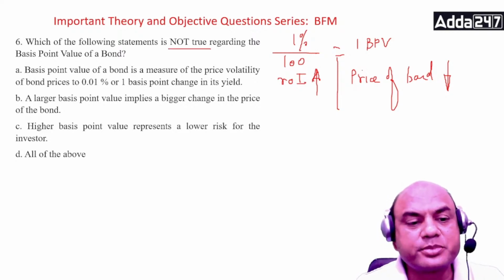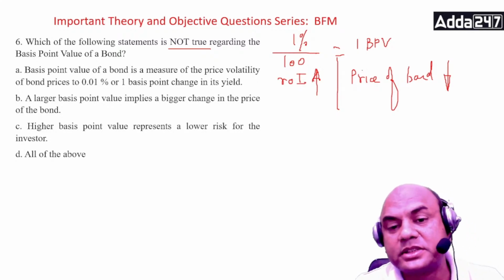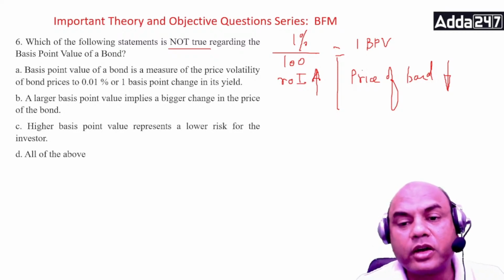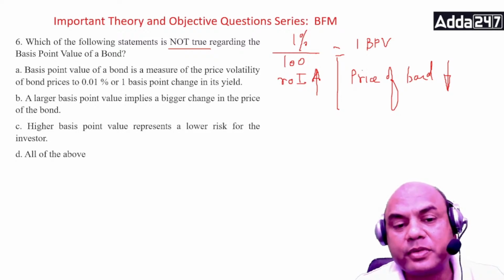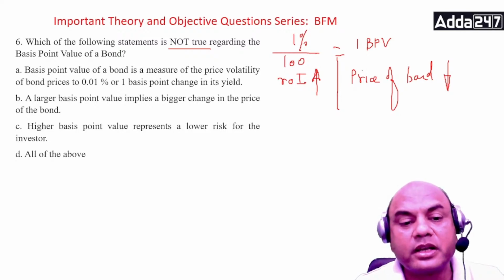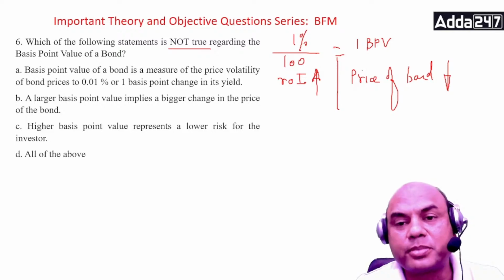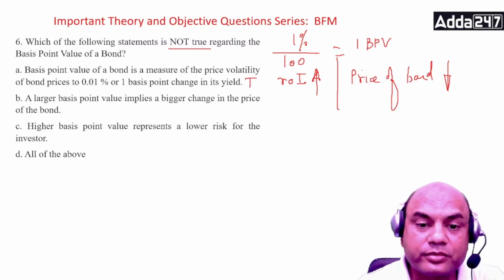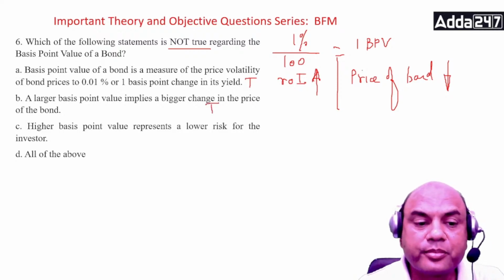A larger basis point value implies a bigger change in the price movement. Larger basis point means, if this is 1 BPV, it says 5 BPV, or 10 BPV. So as the BPV goes on increasing, there is bigger change in the price, so price volatility is higher. So that is also true. This is true. That is also true.